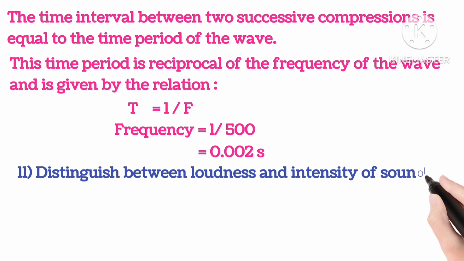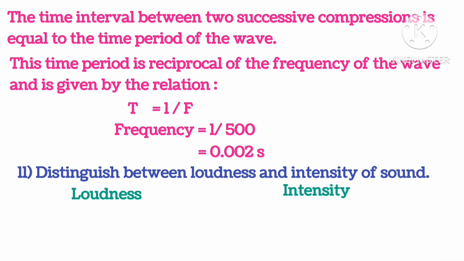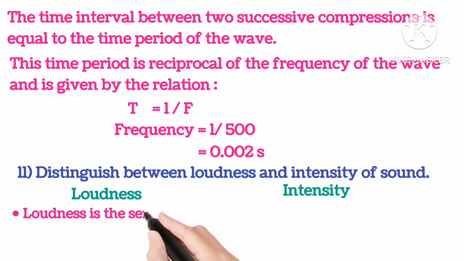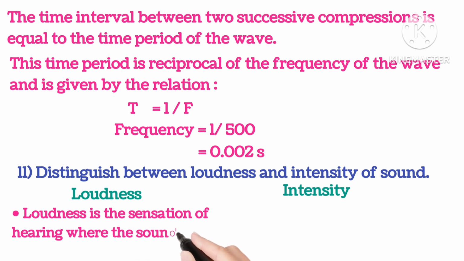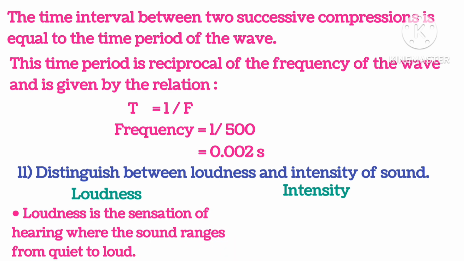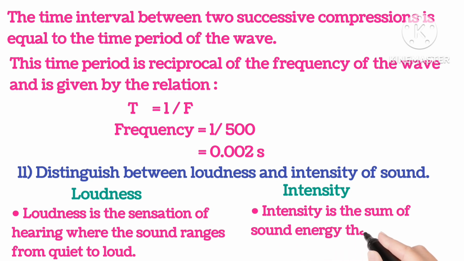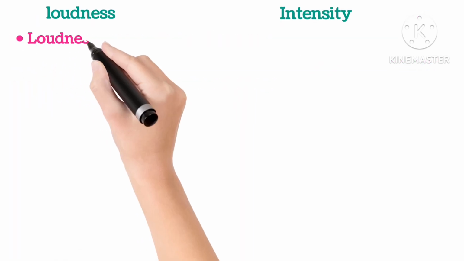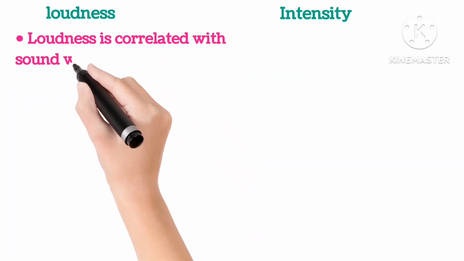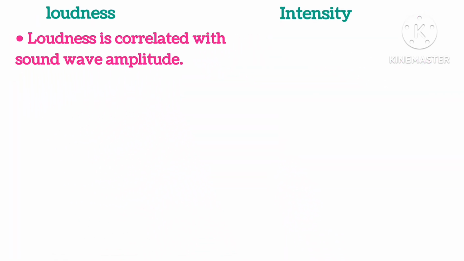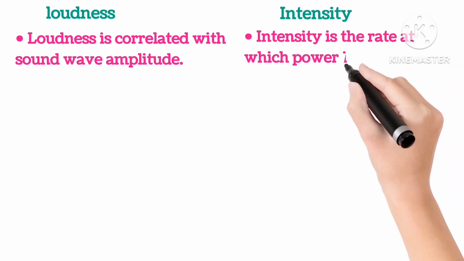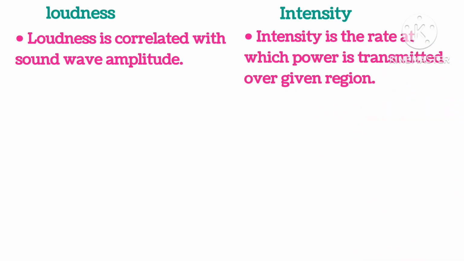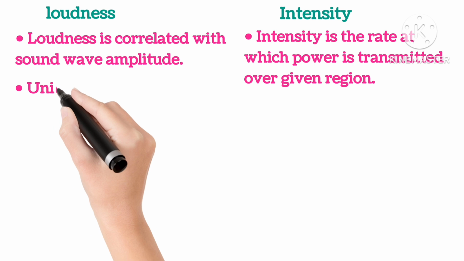11. Distinguish between loudness and intensity of sound. So the difference between loudness and intensity is, loudness is the sensation of hearing, where sound ranges from quiet to loud. Intensity is the sum of sound energy that travels into our ear per second. Loudness is correlated with sound wave amplitude. Intensity is the rate at which the power is transmitted over a given region.